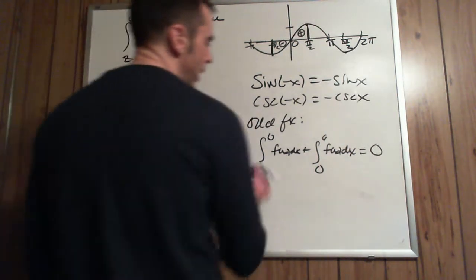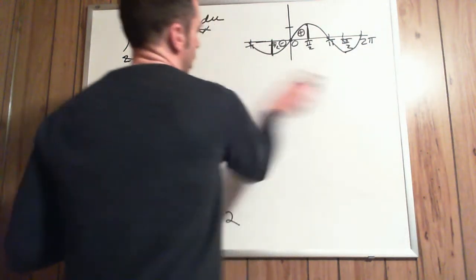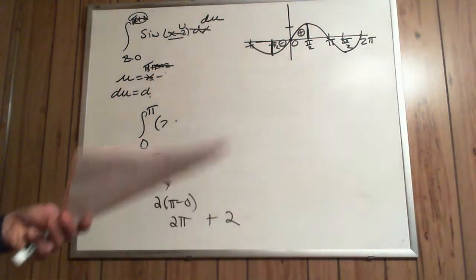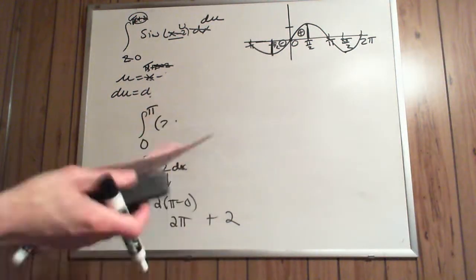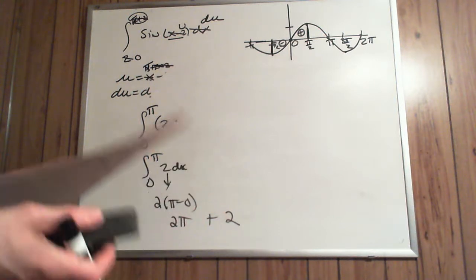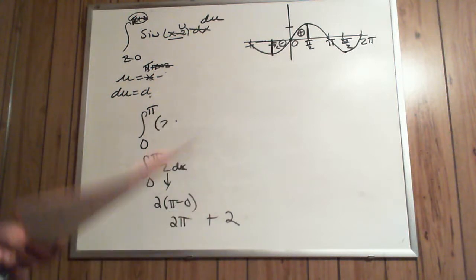Now remember, cosine is an even function. Sine and tangent are odd. All the functions are odd except for cosine and its reciprocal function secant. They're the only even functions, cosine and secant.